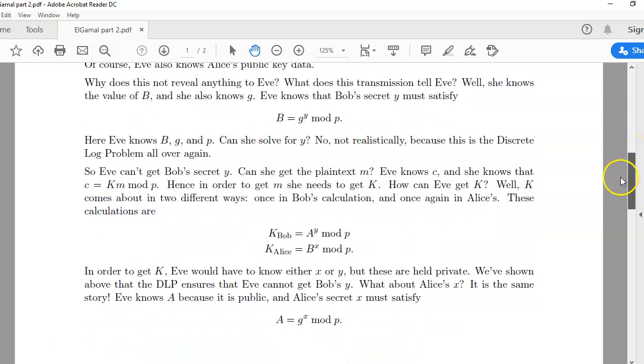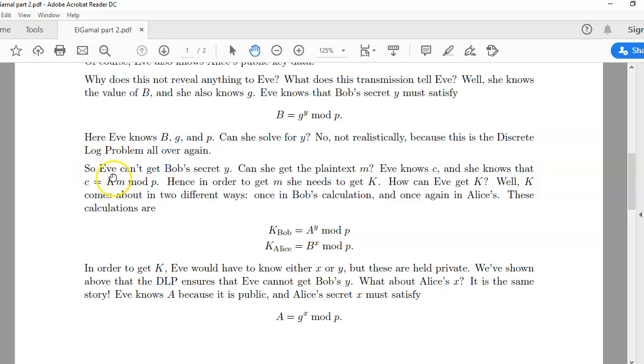So now you're supposed to be confident here that Eve cannot get Bob's Y. But there are some other secrets. For example, the plain text message M is supposed to be a secret. Is there a way for Eve to get M? Well, Eve knows C, because that was part of the ciphertext sent to Alice, and she knows that C is K times M. In order for her to get M, she must also know K. She can't get M without knowing K, because M, after all, is K inverse times C. So the question is, can Eve get K?